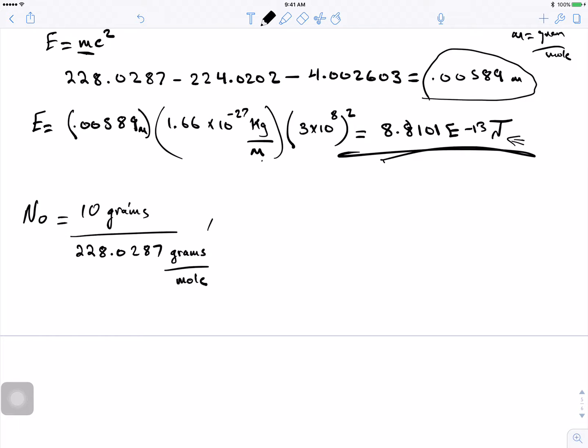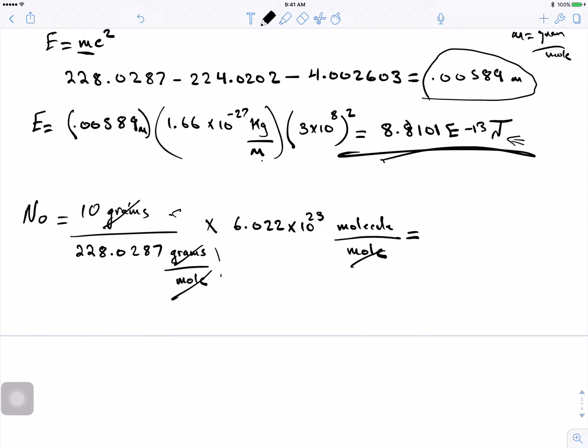Okay, and we multiply it by 6.022 times 10 to the 23, and this is molecules, or we can put particles per mole. So this is going to go to the top, so you can cancel this with mole, and the grams with the grams on here. So you're left with molecules, which is particles. So we're trying to find how many particles are in 10 grams of thorium-228.